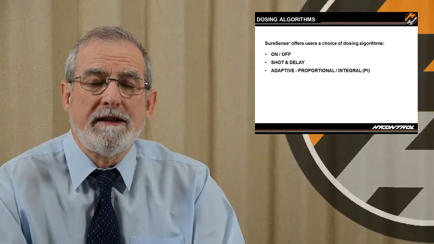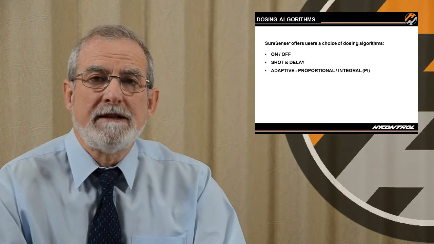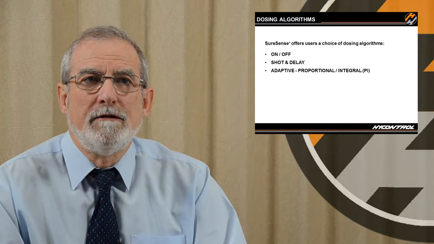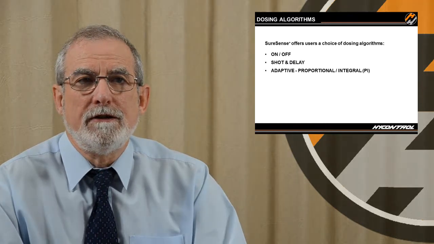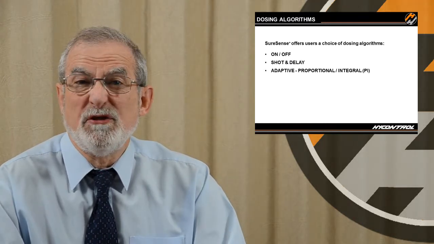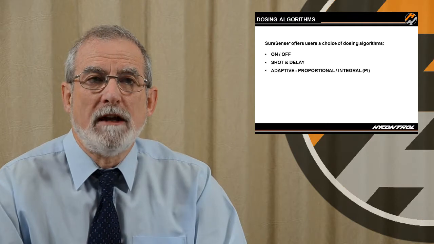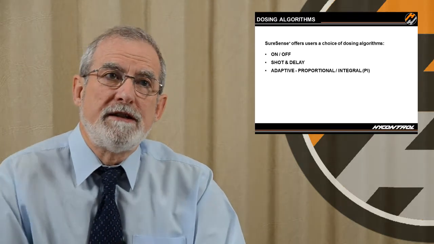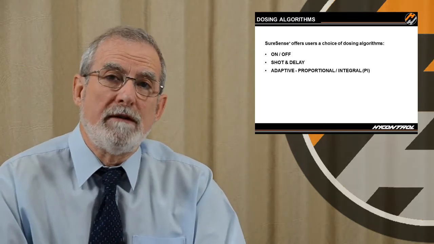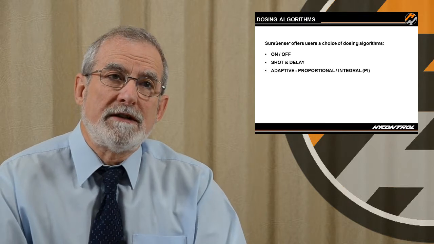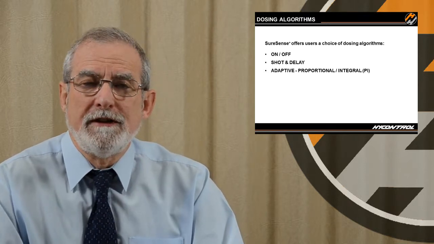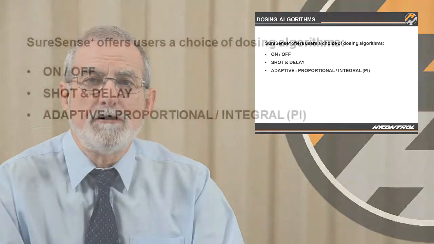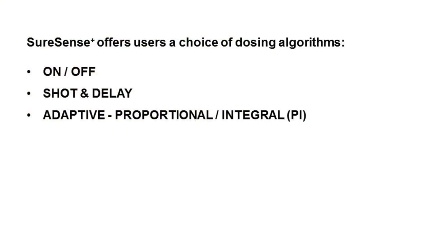Antifoam doesn't happen immediately, it takes a bit of time to get in and take effect. So by having a shot and delay, you can reduce the amount of antifoam, make sure you're not adding too much. And in fact, the best way to use antifoam is to put it in small amounts. So a small amount of antifoam added often is much more effective than a large amount added less often.